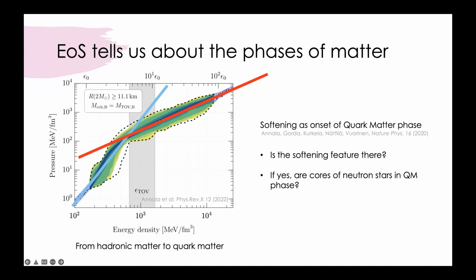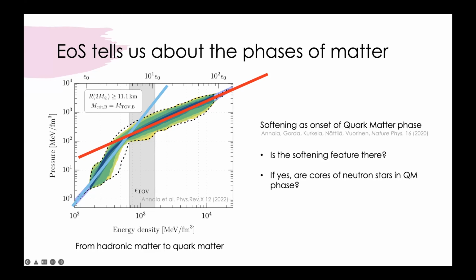And of course, there's the question whether or not, if that feature is there, the cores of the neutron stars reach this softer phase that I previously interpreted as the quark matter phase. So that's somehow the aim of this talk: to ask about the robustness of this feature.